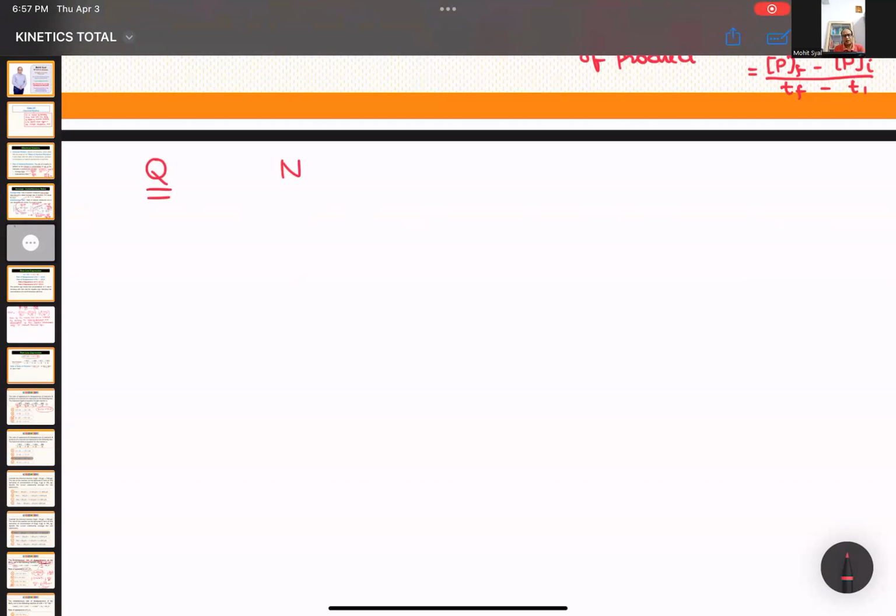Suppose you have a reaction where nitrogen gas and hydrogen gas are reacting together to form NH3. Time is measured in minutes or seconds, so do keep track of that. It will be given in the question. So 0, 5 minutes, 10 minutes, and the concentration of ammonia, NH3, will be given.